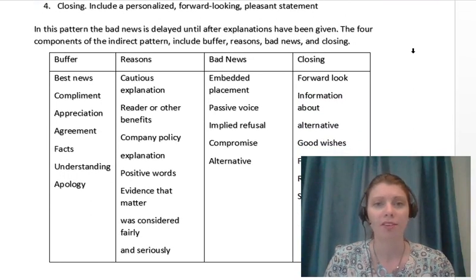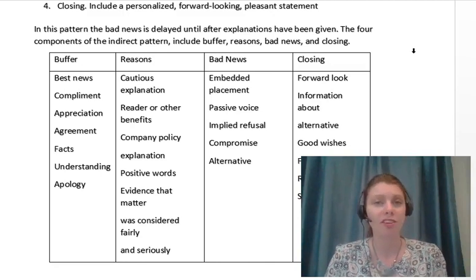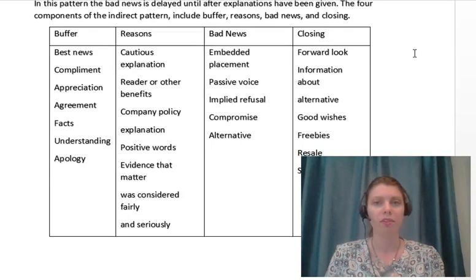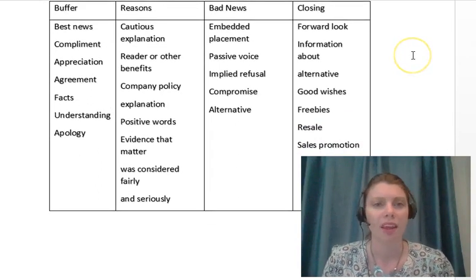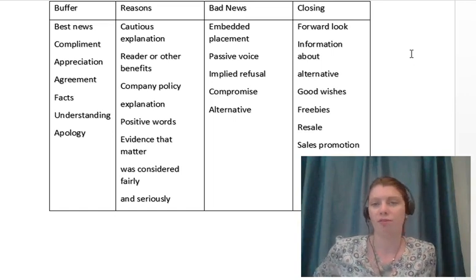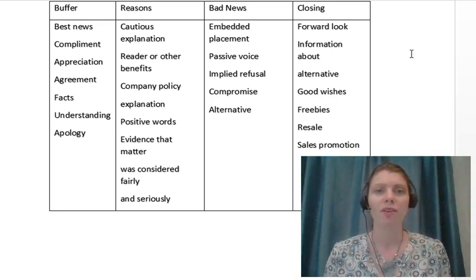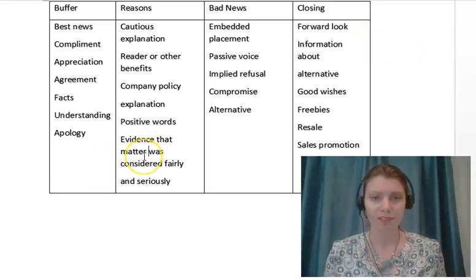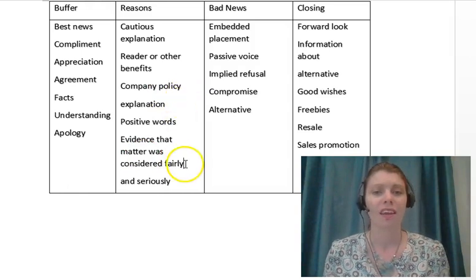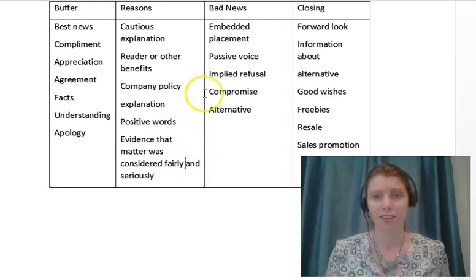In this pattern, the bad news is delayed until after all the explanations have been given. The 4 components of the indirect pattern are here. So, buffer, you could use the best news, give a compliment, show appreciation, give or show agreement, state facts, show your understanding, or apologize. Then you have your reasons, which could be cautious explanations, company policy, explanation, positive words, evidence that the matter was fairly considered and that they're taking it seriously as well.